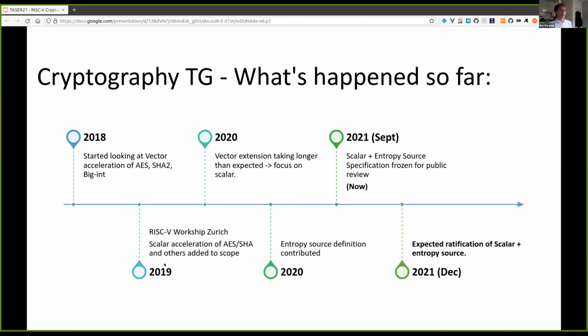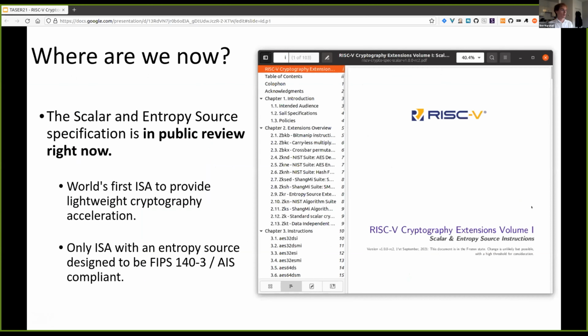And then in 2020, we realized that the vector extension is so big, it's taking a long time to do. We'll put the vector extension for cryptography to bed for a bit, and we'll just focus on the scalar crypto stuff. And that's why the scalar cryptography specification has come out earlier. It includes the spec for the entropy source, which is where you generate your secret keys from random values. That specification is now out. It is ready. You can go and download it. I will give you all of the links later. And yeah, we're pretty proud of it.